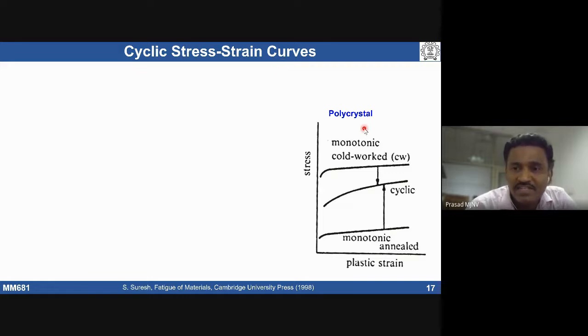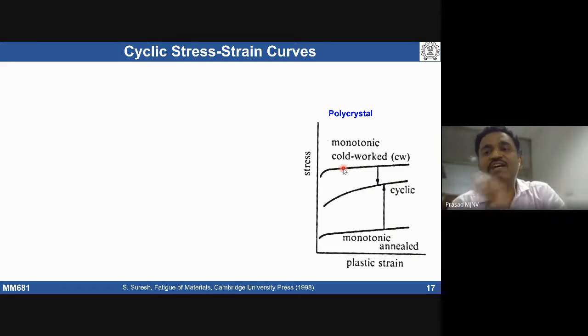If you take a polycrystal, one condition is annealed material, the other one is cold worked material. Take two different types, same composition, everything the same. One is in the fully annealed condition, the other is in the cold worked condition. If I deform these under tension, under monotonic conditions, the annealed material is going to have a low strength, whereas the cold worked material is going to have a higher strength.